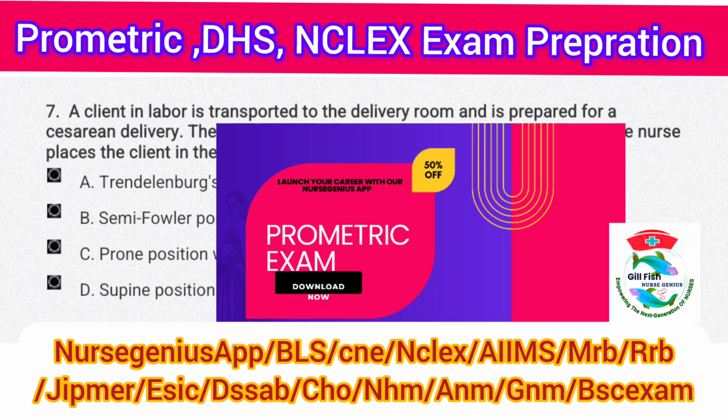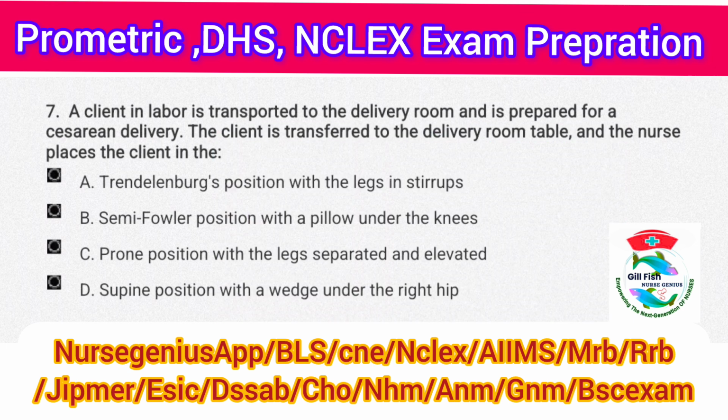So what is the position you have to prepare for the client in the labor room? Trendelenburg, semi-Fowler's, or maybe prone or supine. Prone is not advisable, and also Trendelenburg. So what should it be? Supine position with a wedge under the right hip will be the correct answer. So option D will be the correct answer.